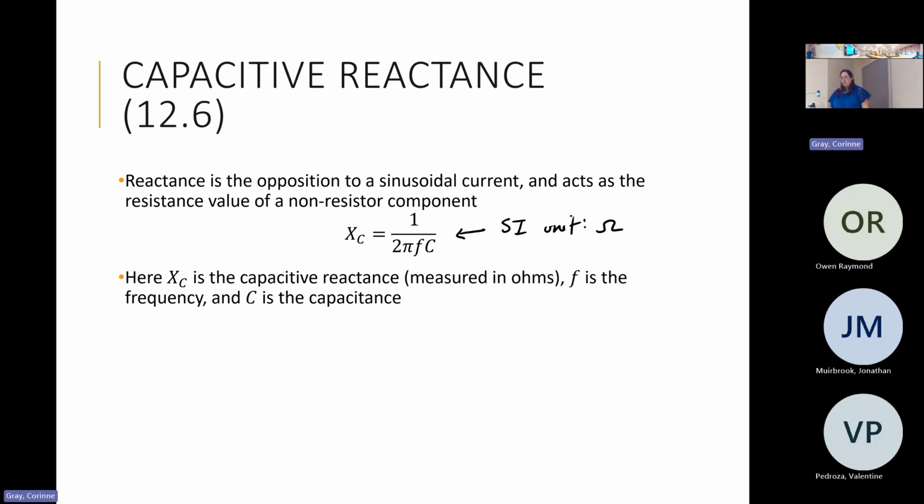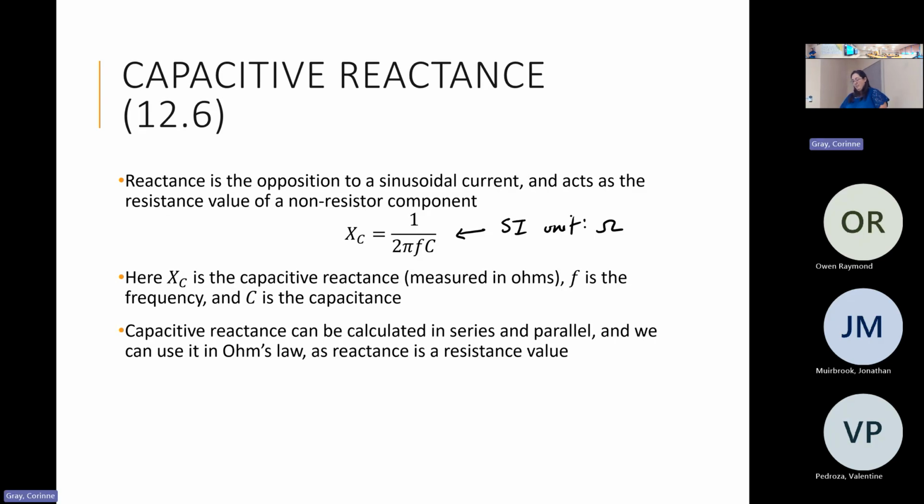So this is essentially an elaborate way to get resistance values. We can now use Ohm's law with it, where instead of R, we use X sub C. And if we think about all of the things that needed to match for resistors in series and parallel, it turns out we can use those for the reactance values as well.